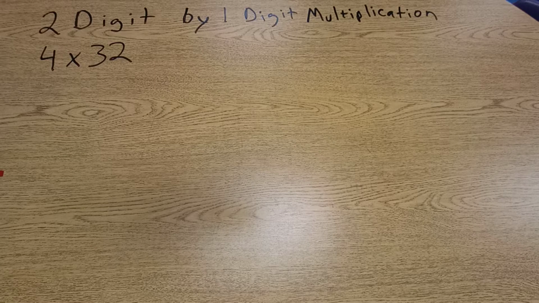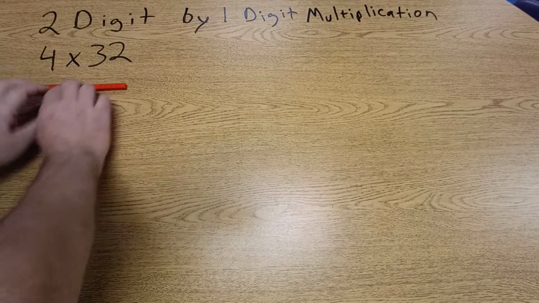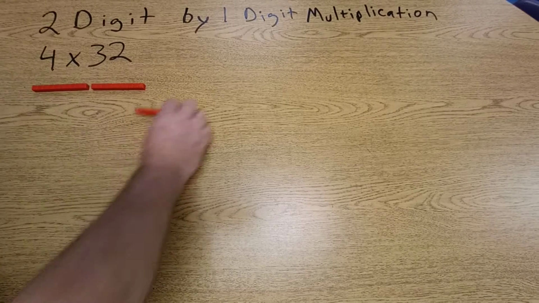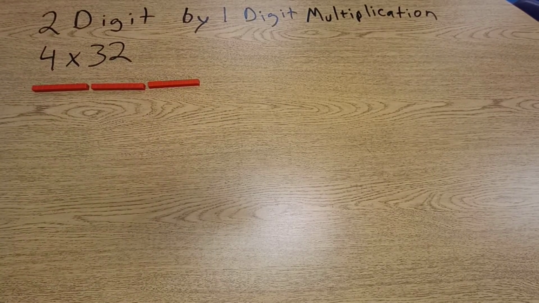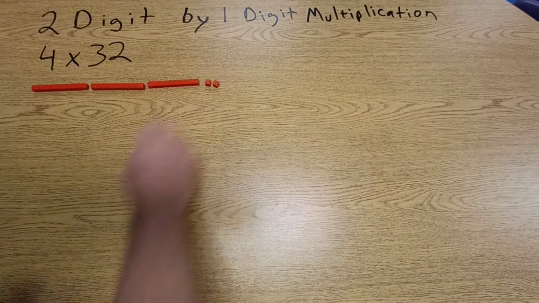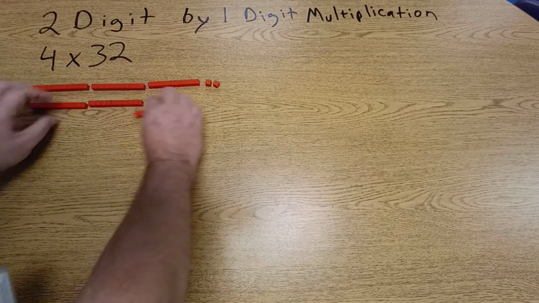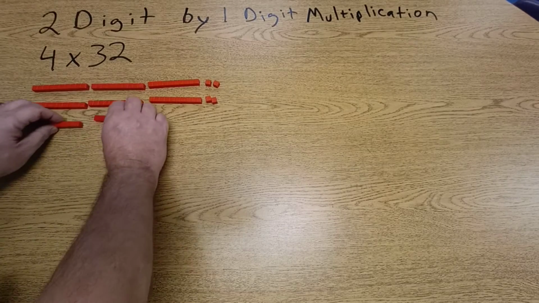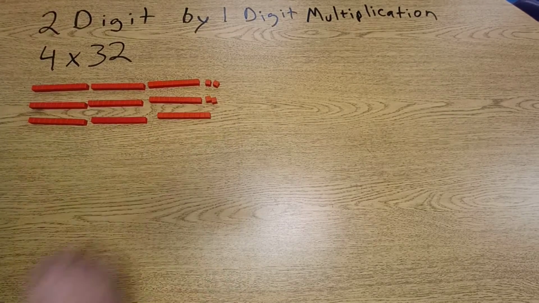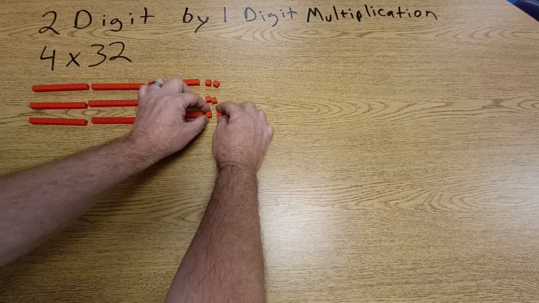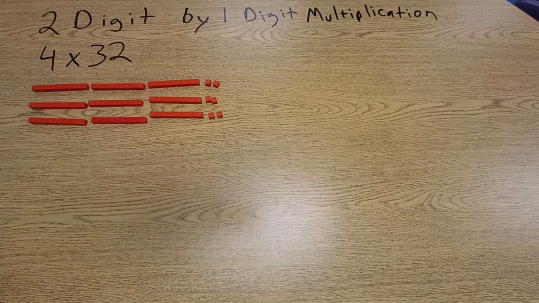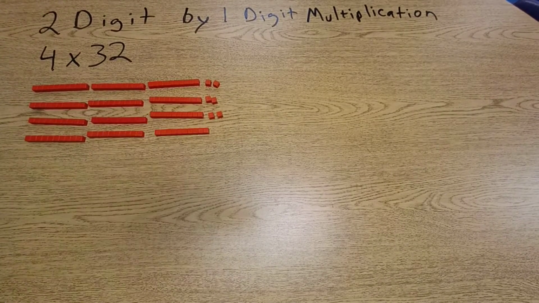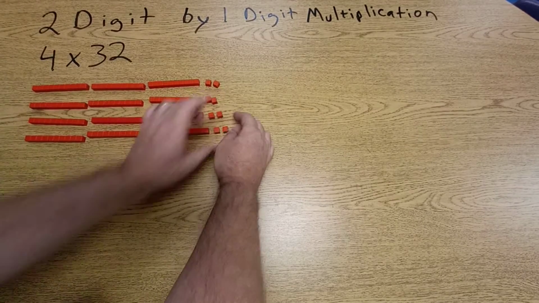So the first way we're going to do is the most concrete way. We're going to use base 10 blocks. So I'm going to model 32 4 times. So that's 10, 20, 30, and 2 once; 10, 20, 30, 2 twice; 10, 20, 30, 2 three times; and 10, 20, 30, 2 four times.